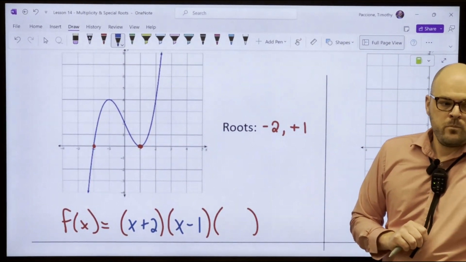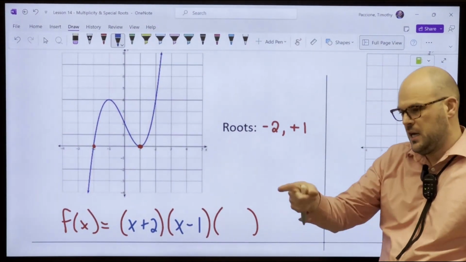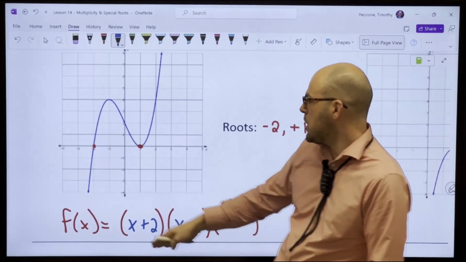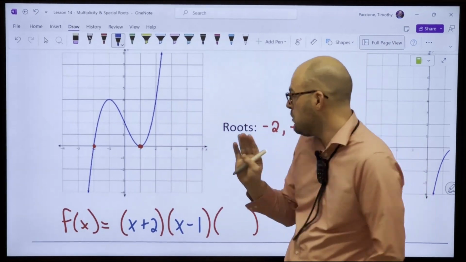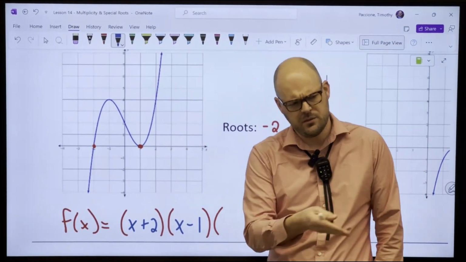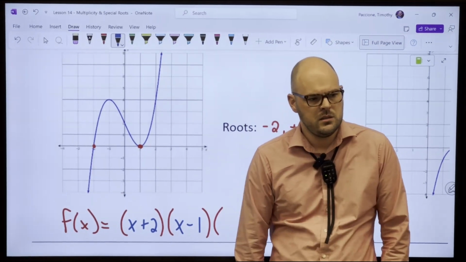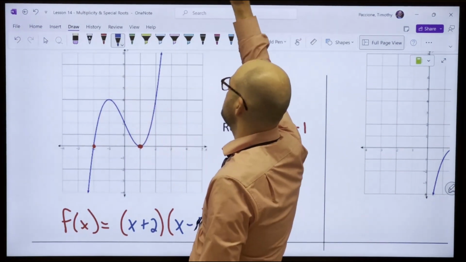What's happening at -2 if you're just thinking of the path of the function? Yeah, go ahead. -2 crosses. Yep, it just crosses right through the x-axis, right? And then at 1, yeah, 1. I don't know why I'm second guessing myself. At 1, what happens? It bounces. Yeah, it's almost as if you're looking at it as a travel, it bounces right off, right?